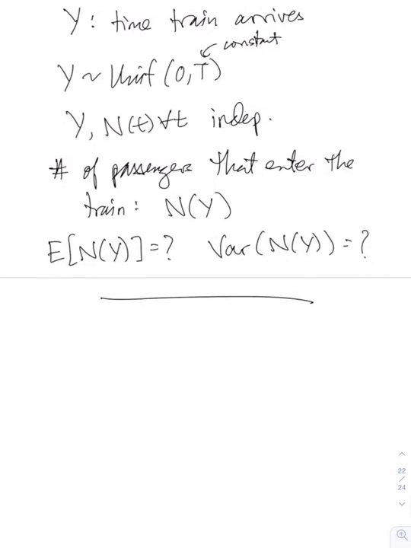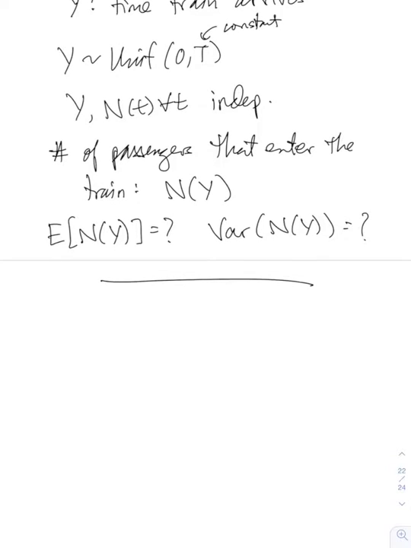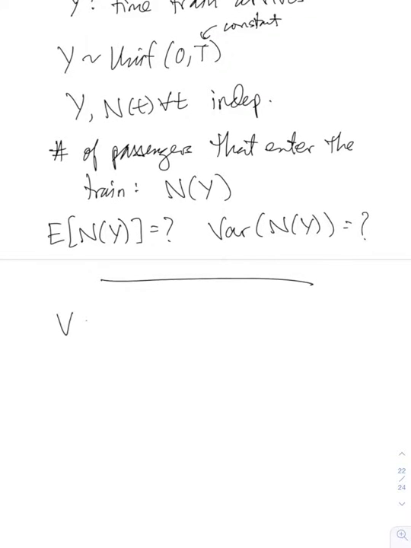Okay. All right. Number of passengers that enter the train. I'm just going to call it V. No, V is terrible. That's like variance. Okay. How about L? Makes no sense. Why L? It doesn't stand for anything. It's going to be L. L is N of Y.